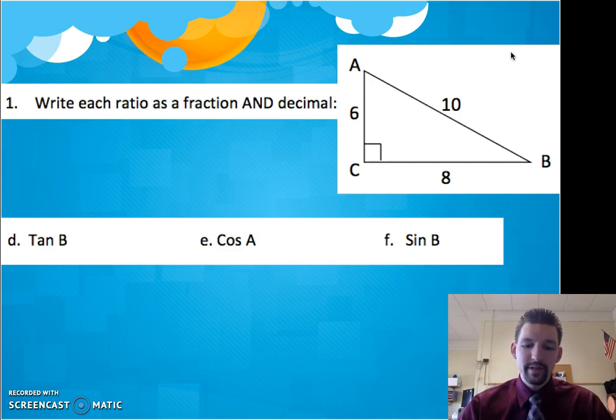So the tangent of B is going to be opposite over adjacent. So from B, we want to go opposite, which is 6. And from B, our adjacent is 8. So 6 over 8. Cosine of A is adjacent over hypotenuse. So our adjacent to A is 6, and the hypotenuse is still 10. And sine of B, so sine is opposite over hypotenuse. So we're going to go opposite, 6, and the hypotenuse is still 10.